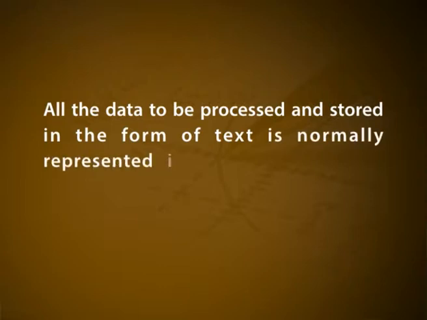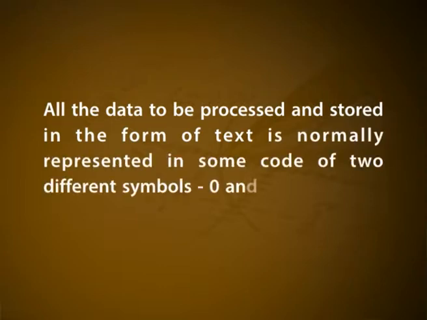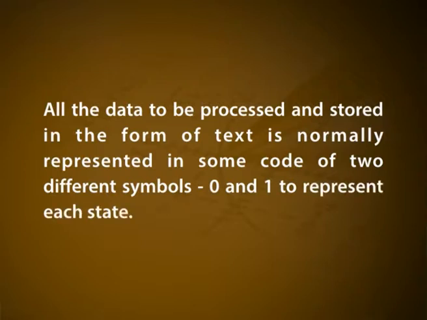Representing text. In general, two-state devices are used as physical devices to store and process data in computers. The two states are on and off. Thus, all the data to be processed and stored in the form of text is normally represented in some code of two different symbols, 0 and 1, to represent each state. Each of the different symbols in the text, like letters of the alphabet and punctuation marks, is assigned a unique bit pattern. Thus, the text is represented as a long string of bits in which the successive patterns represent the successive symbols in the original text.